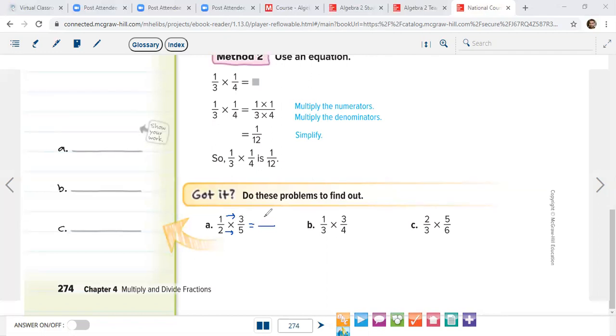1 times 3 is 3. 2 times 5 is 10. And you ask yourself, do we have simplest form or not? So this is the simplest form. 3 over 10 is the same.